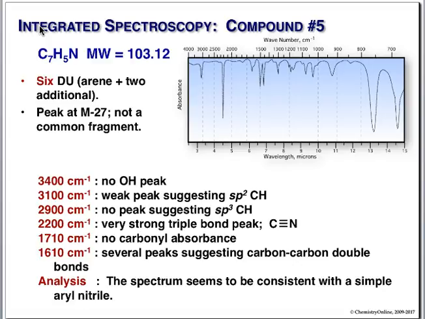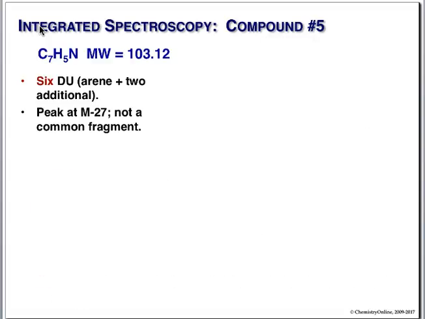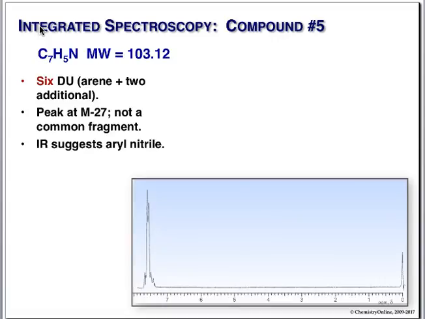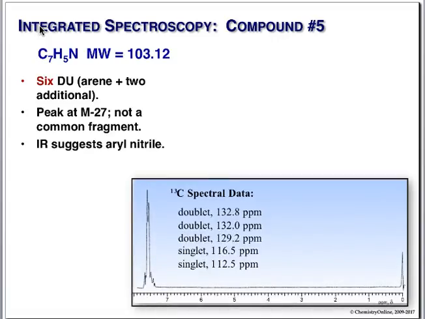Our NMR, the only peak we have is down here. This is the benzene region. It's kind of split up a little bit, but it's still just one peak. There's just one type of hydrogen, and these are all hydrogens attached to a benzene ring.